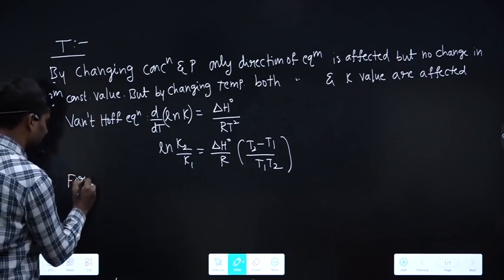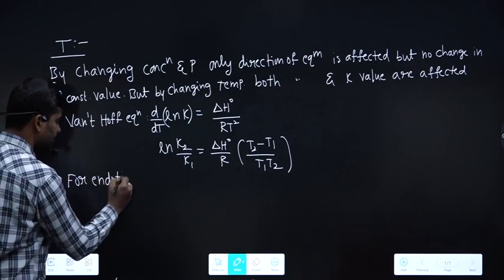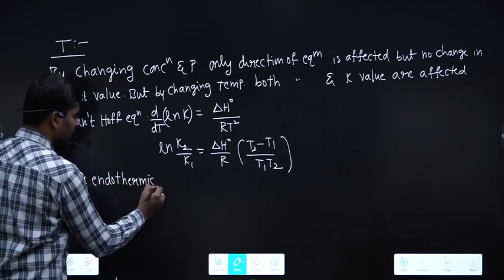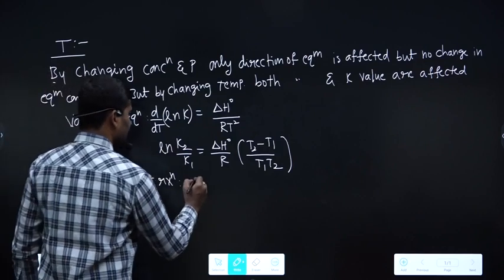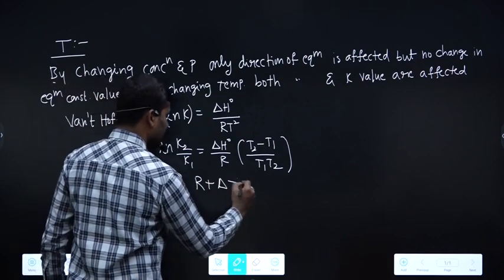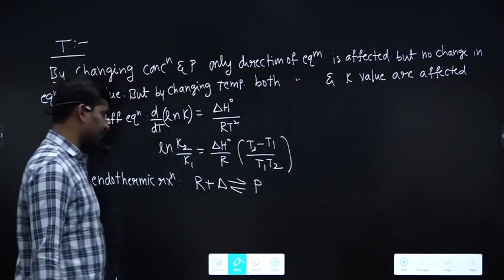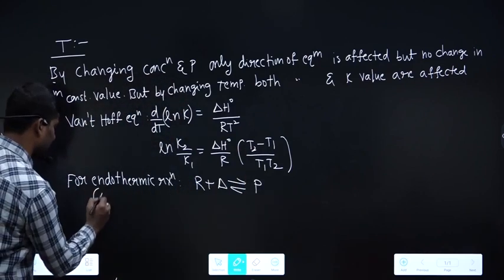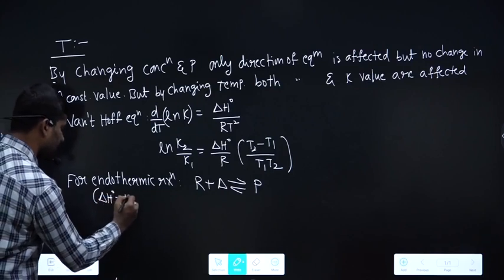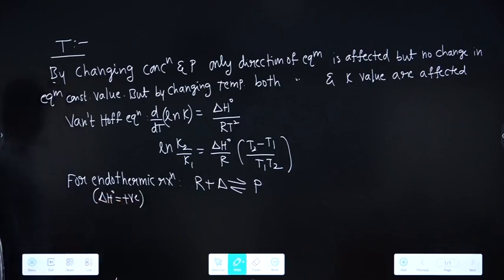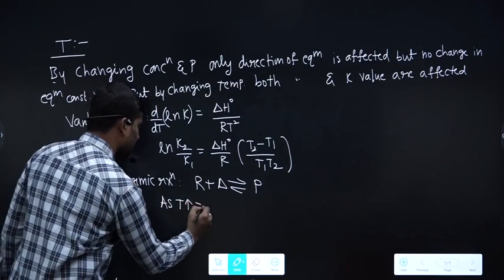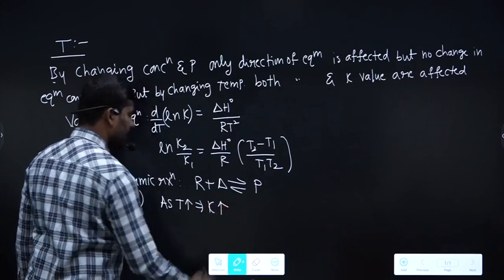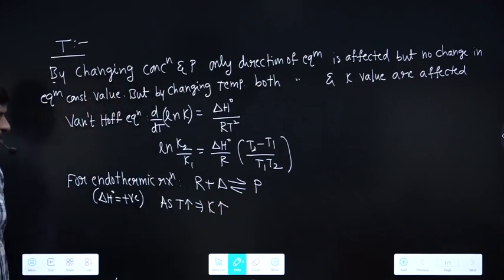If you take an endothermic reaction, that is reactant plus heat gives rise to product. For an endothermic reaction, is delta H naught positive or negative? Positive. So as temperature increases, what about the K value? It also increases.